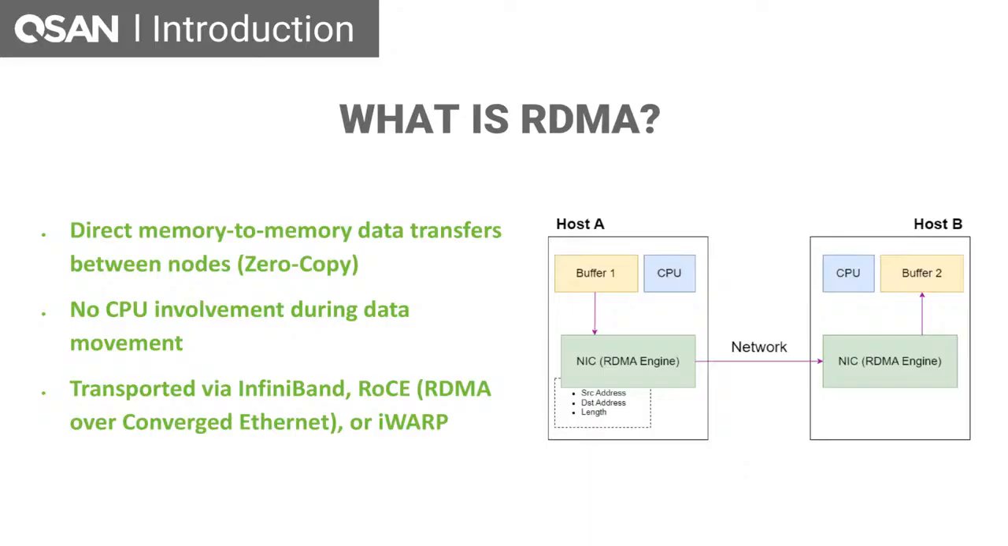First, RDMA enables direct memory-to-memory data transfers between nodes, a mechanism often referred to as zero copy. Second, during the data movement process, there's no CPU involvement, which helps to significantly reduce latency and free up processing power. Third, RDMA data transport can be carried out over InfiniBand, RoCE, which stands for RDMA over Converged Ethernet, or iWARP, depending on the infrastructure setup. These features make RDMA a powerful enabler for modern, high-throughput applications.